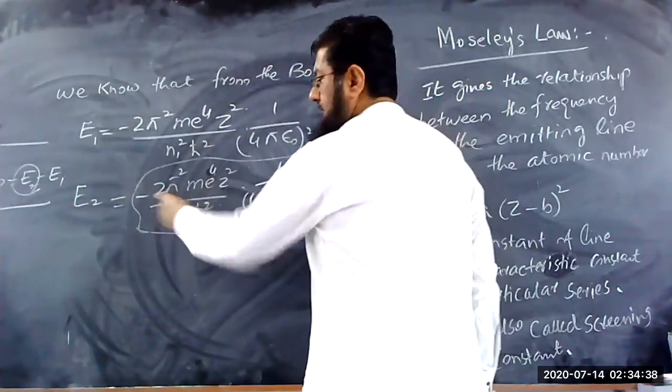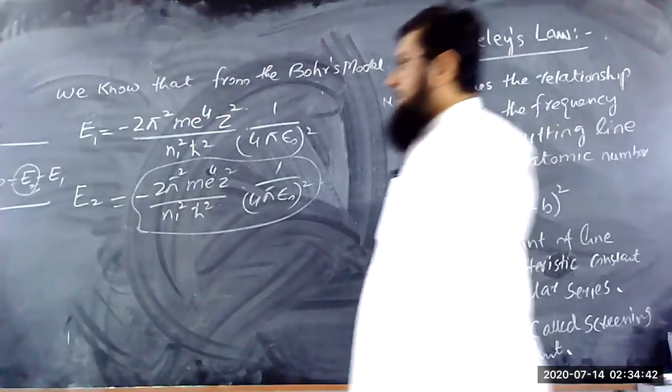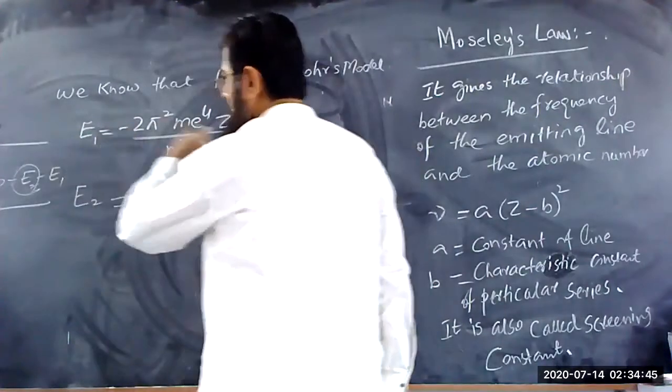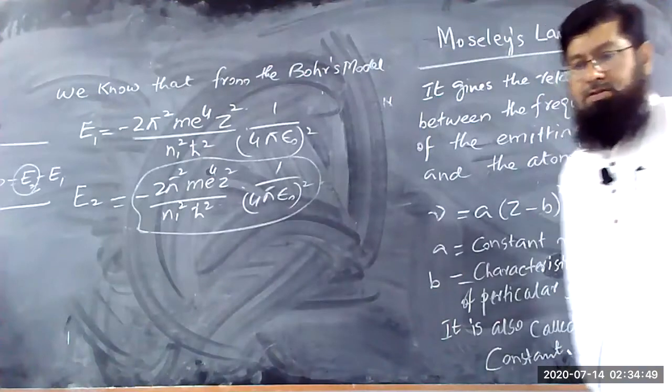This negative sign shows that the electron is bound with the nucleus. Similarly, what is E1? E1 is equal to this. And this whole thing is constant, and sometimes we call it a Rydberg constant.